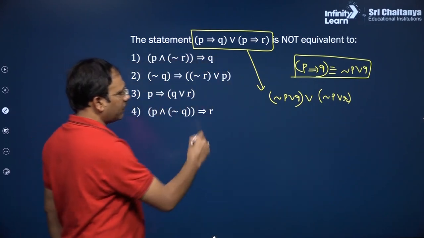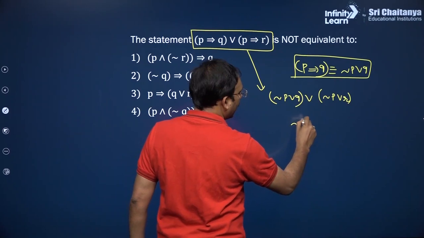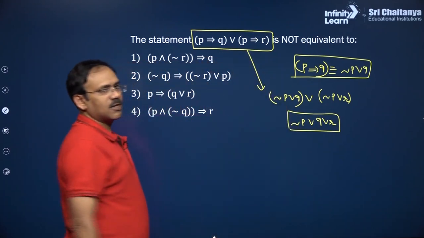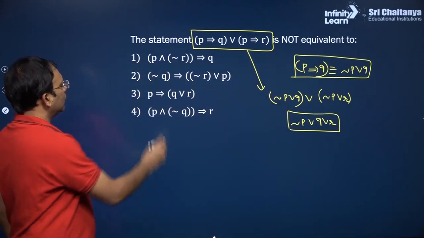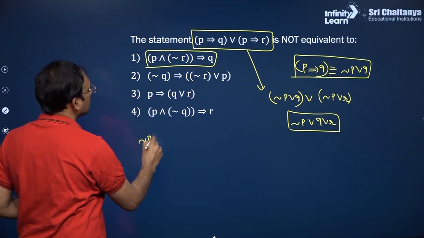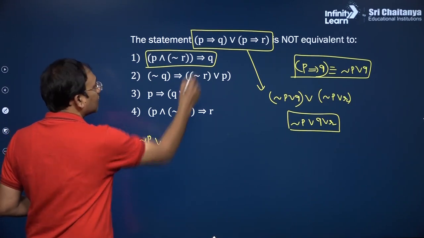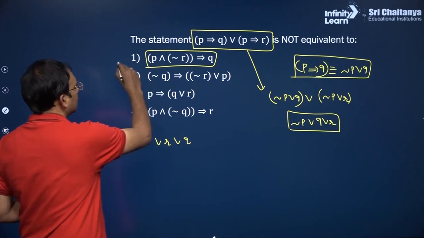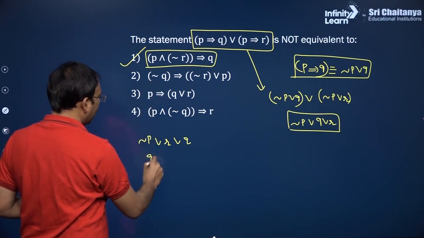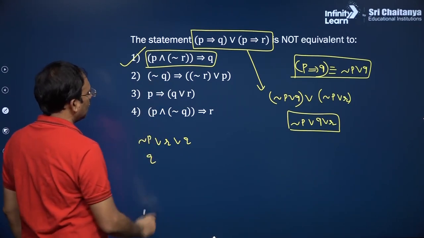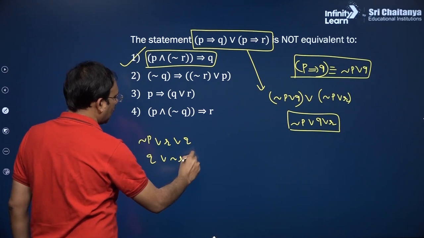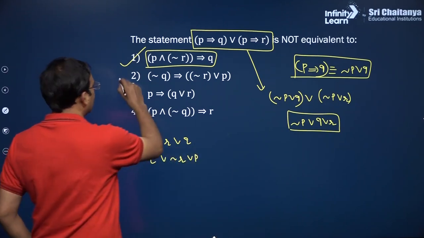So finally, if you simplify here, all are the same: negation P or Q or R is the given statement. I want the one which is not equivalent to it. You see, the first one, P implies Q, negation of this means negation P or R, or this one, Q, same. So this is equivalent. Second one, same logic. P implies Q means negation P or Q, or this is as it is, that is negation R or P. Same, in OR you can write in any order, this is also correct.